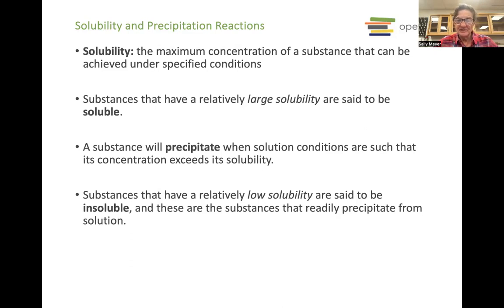A substance will precipitate when a solution's conditions are such that its concentration exceeds its solubility. So you can, with table salt, get to the point where you've put so much in that it won't dissolve anymore. It just takes an awful lot. And substances that have a relatively low solubility are said to be insoluble.